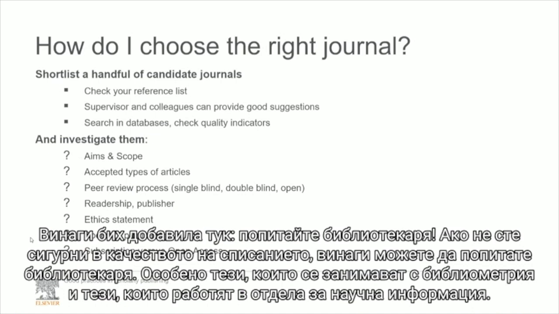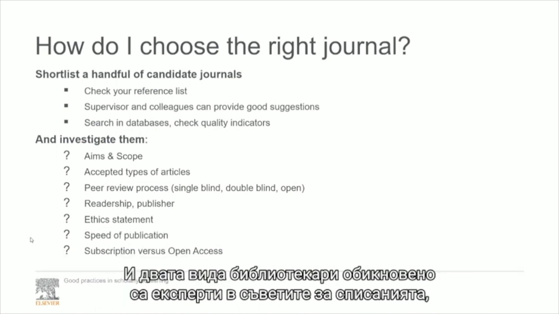I would always add here as well, ask a librarian. If you're unsure about the quality of the journal, you can always ask the librarian, especially those who engage in bibliometrics and those who work in scientific information departments. Those librarians are usually experts in advising on journals.